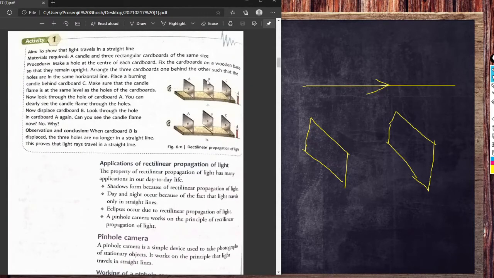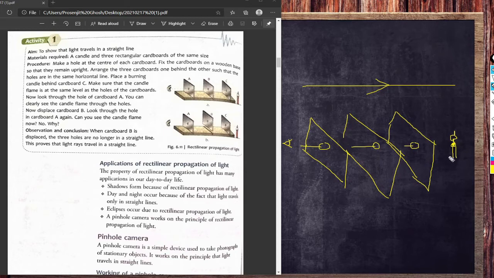As you can see, I'm talking about this experiment. We have three pieces of cardboard and linearly we have three holes. That means if you look from here, you can watch the other side if any object is there. So as you can see, all the holes are linear.